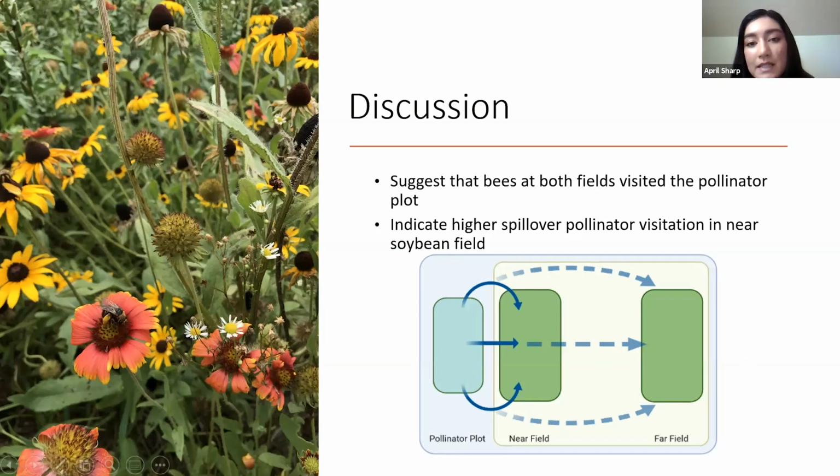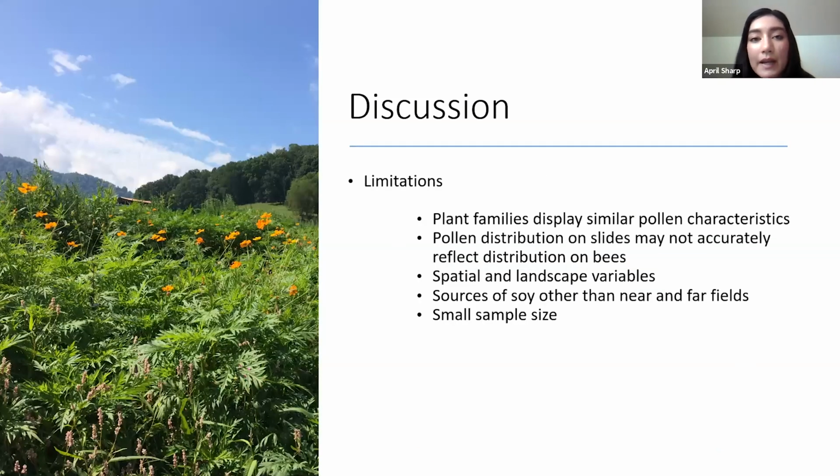Some limitations to my study are that plant families display similar pollen characteristics, which makes them hard to identify and can be a confounding variable in my analysis. Also, pollen distributions on my slides may not accurately reflect that on the bees. Also, there are some spatial and landscape variables that might introduce more confounding variables to my study. For example, there are more sources of soybean other than the near and far fields in each sample site. Also, my sample size was relatively small.